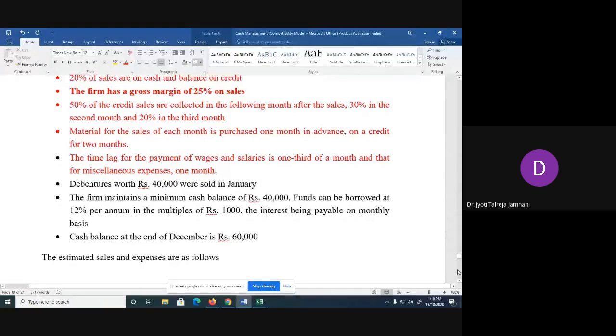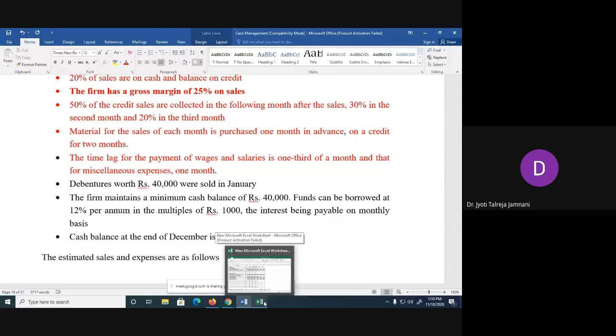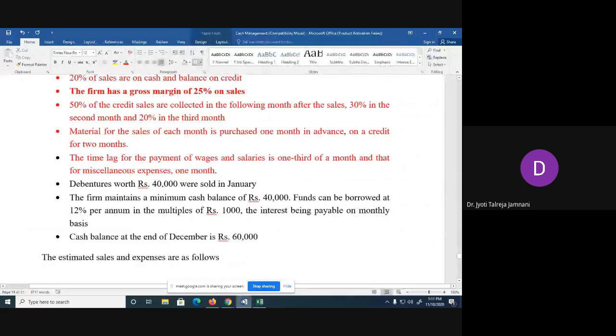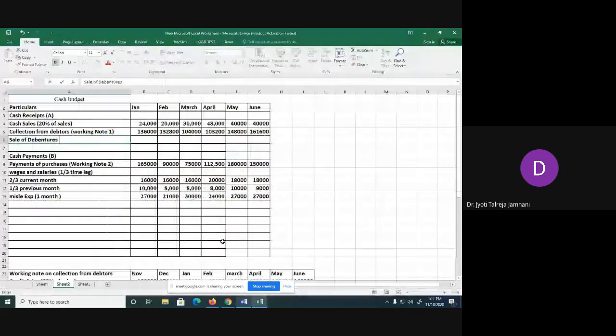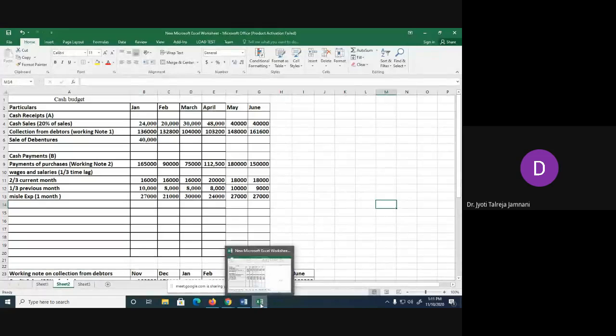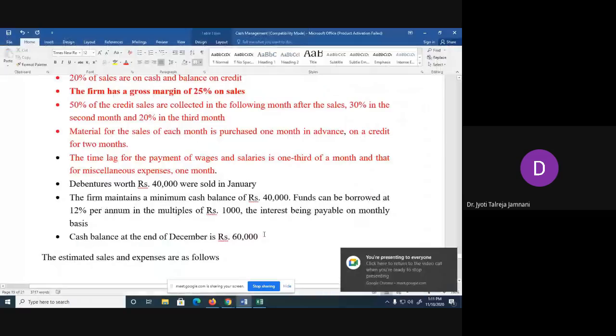Debentures worth rupees 40,000 was sold in January. When you sell debentures, what happens? Cash comes in, receipt or payment? Receipt. So sale of debentures. In which month were they sold? January, 40,000. So when you sell debentures, you will receive 40,000 rupees in the month of January, not in all the months, only January. Okay, then next.